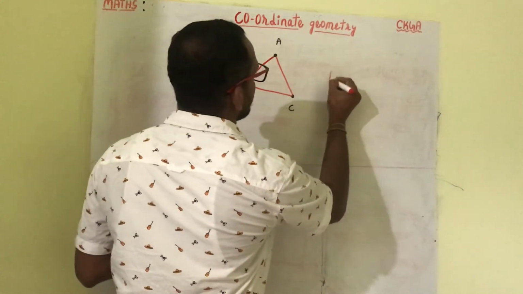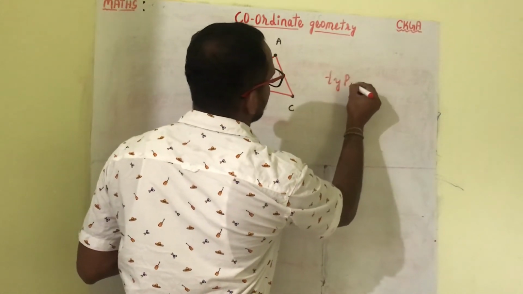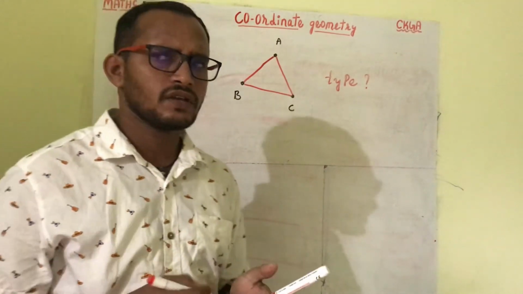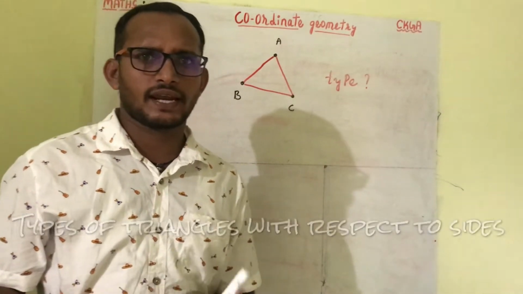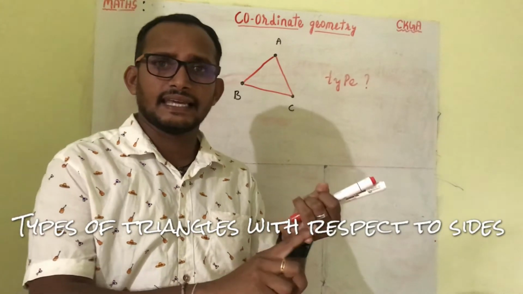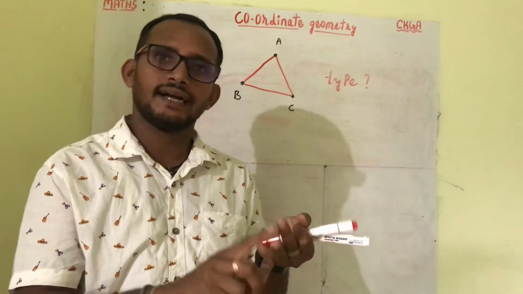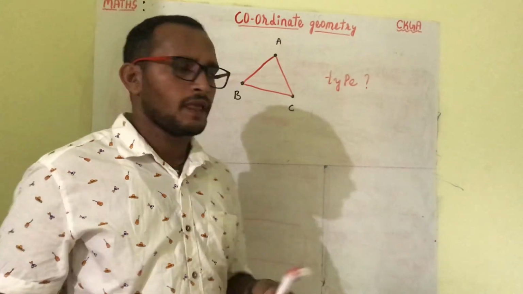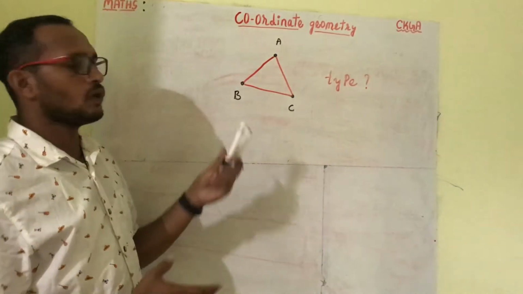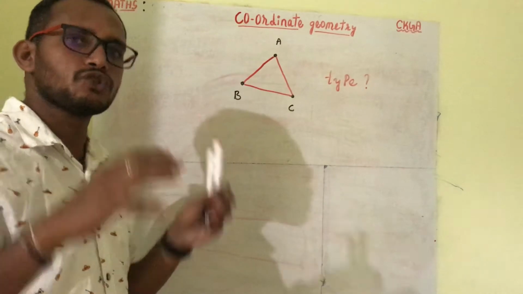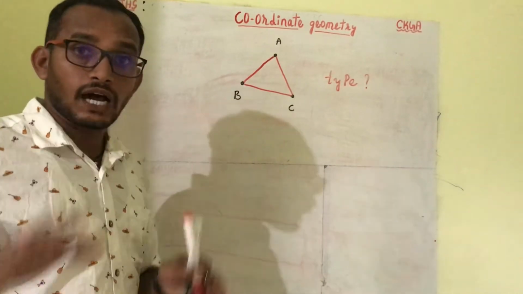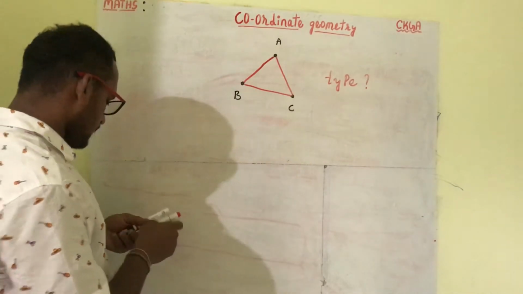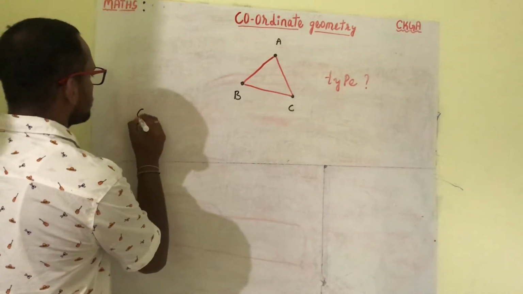Suppose I have a question here: what type of triangle is it based on sides? As you know, there are three different types of triangles based on sides: scalene, isosceles and equilateral triangle. So you might define them also. Now I need to check what type of triangle will be found when you join three distinct non-collinear points on a given Cartesian plane.